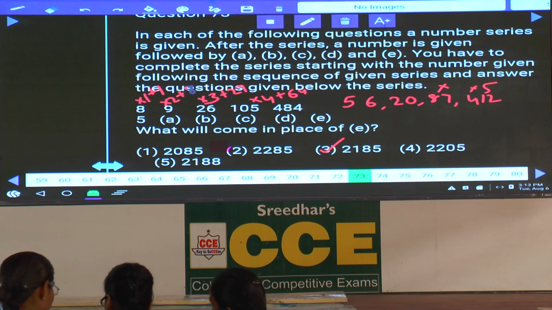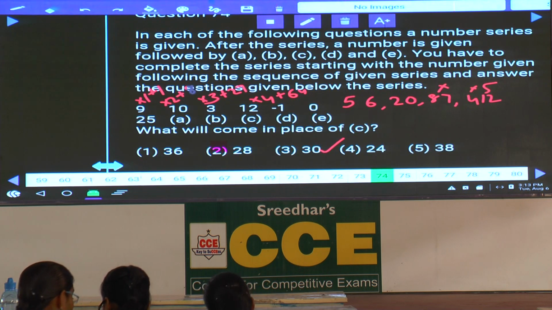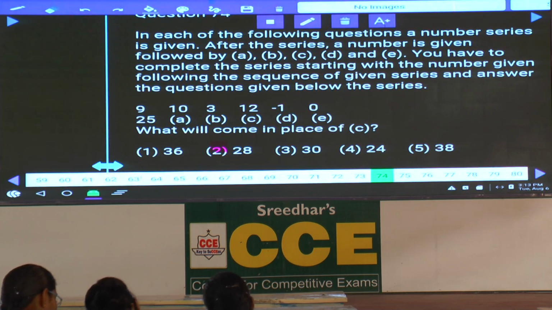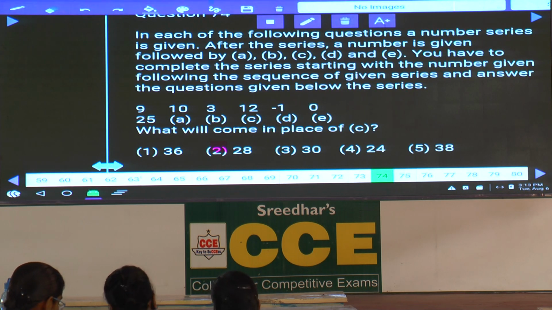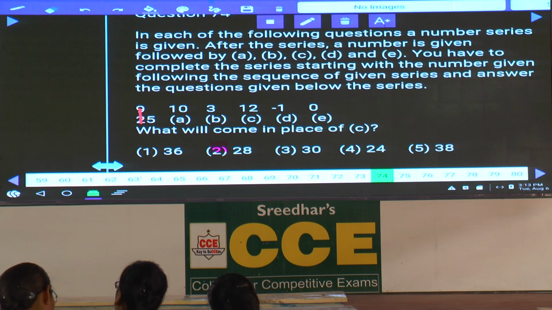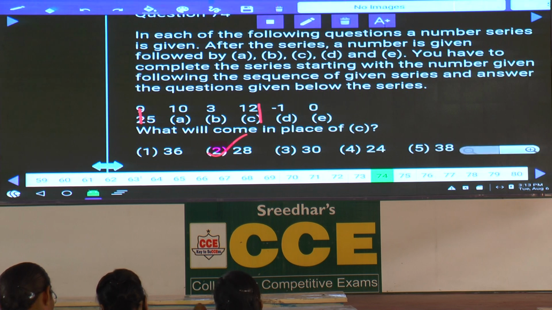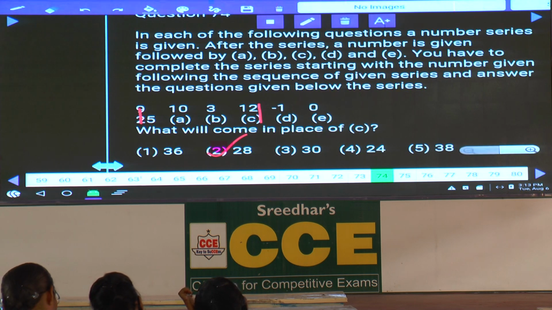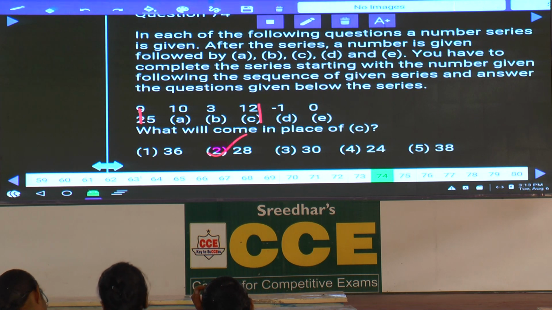Clear? And next one, question number 74. Now in the 74, the numbers are decreasing at a smaller rate, it must be under a difference. As a difference here, 9 and 25, what is the difference between these two? 16. Now the question is about C. For this one also, 12 plus 16, 28, choice 2. This is the advantage we have with the help of this new series formation whenever it is based on a difference.